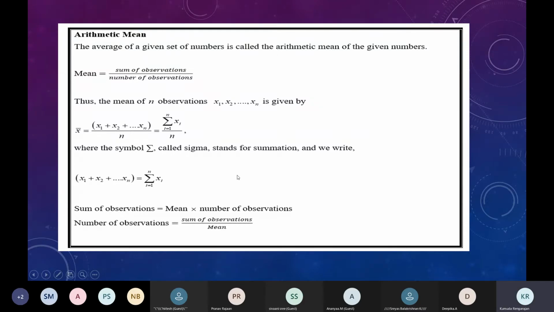How do you find the area? What's the formula to find the area of a rectangle? L into B, ma'am. Area of a rectangle is equal to L into B. So if area is L into B, how do you find L?